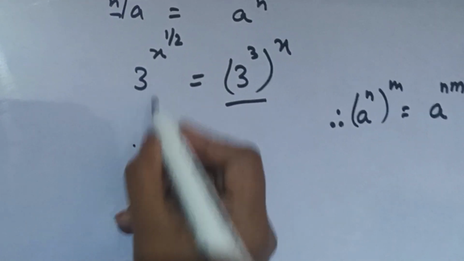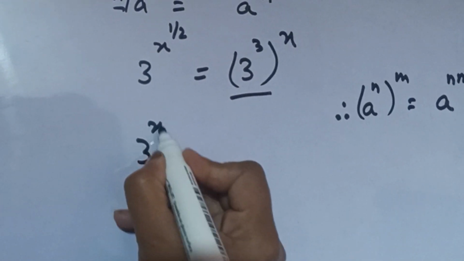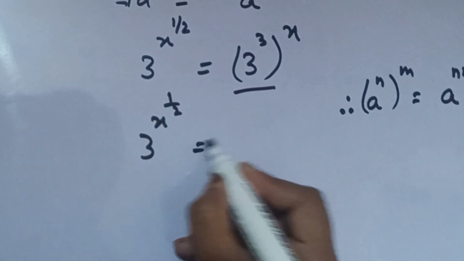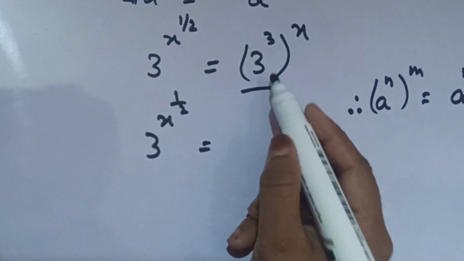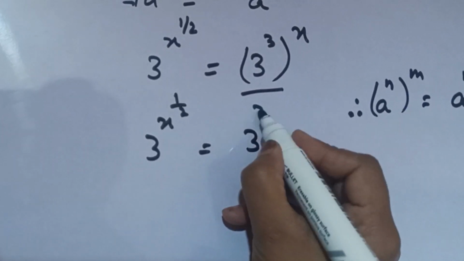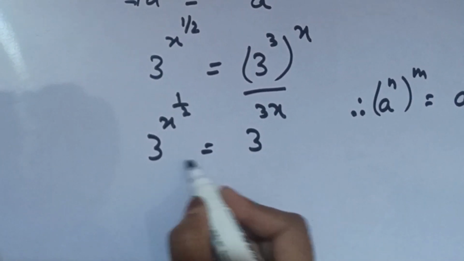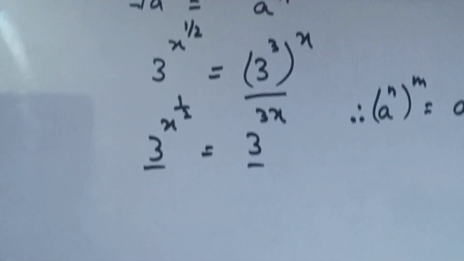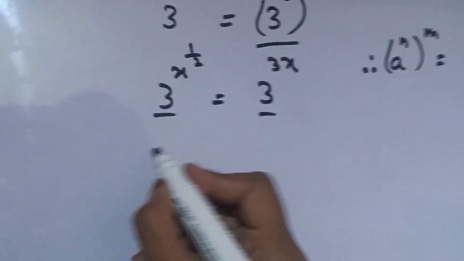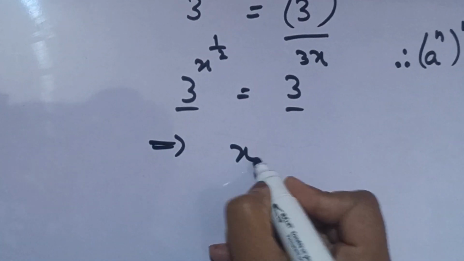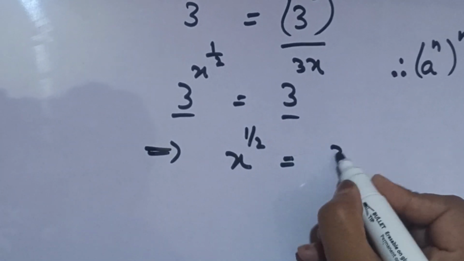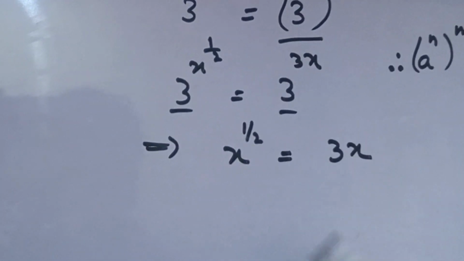So we have 3 raised to the power x, and the power of x is 1 over 2, and this is equal to 3 raised to the power 3 times x. Now the base is the same, which is 3, so we can compare the exponents. So this implies x raised to the power 1 over 2 is equal to 3 times x.